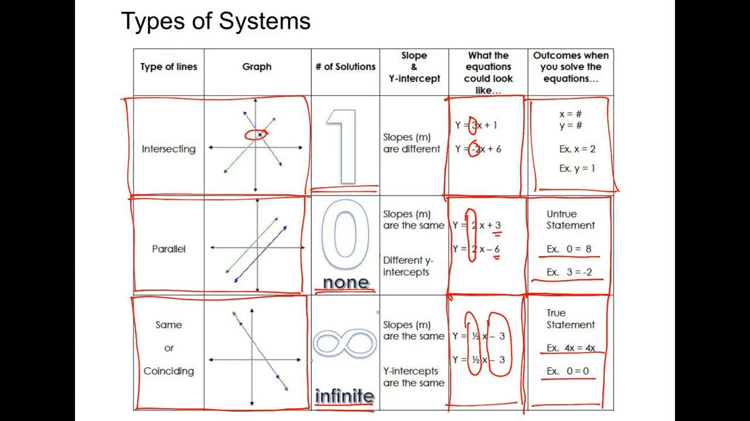When we get that true statement, that's an indicator that we have infinitely many solutions, and then we want to look at the equations of the lines to see if we in fact have the same line. So that's it. That sums up types of systems, and we'll be doing a lot more practicing in class, and we'll see you next time.